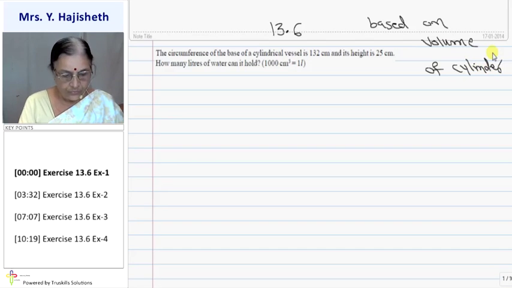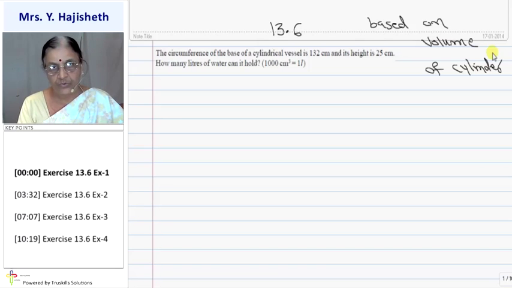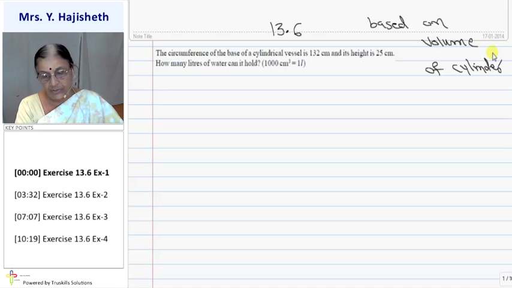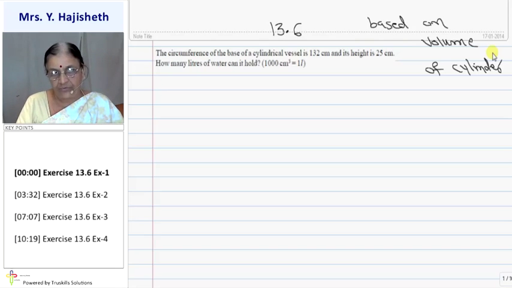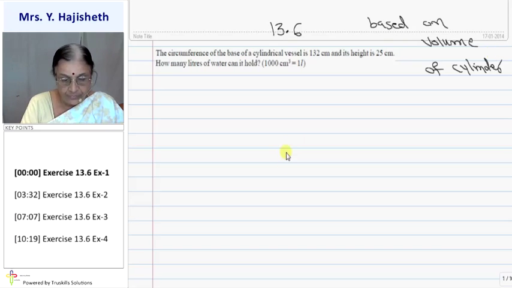Clear? So first sum: the circumference of the base of a cylindrical vessel is 132 centimeter and the height is 25 centimeter. How many liter of water can it hold? Here 1000 centimeter cube is 1 liter. That formula is also given to you.